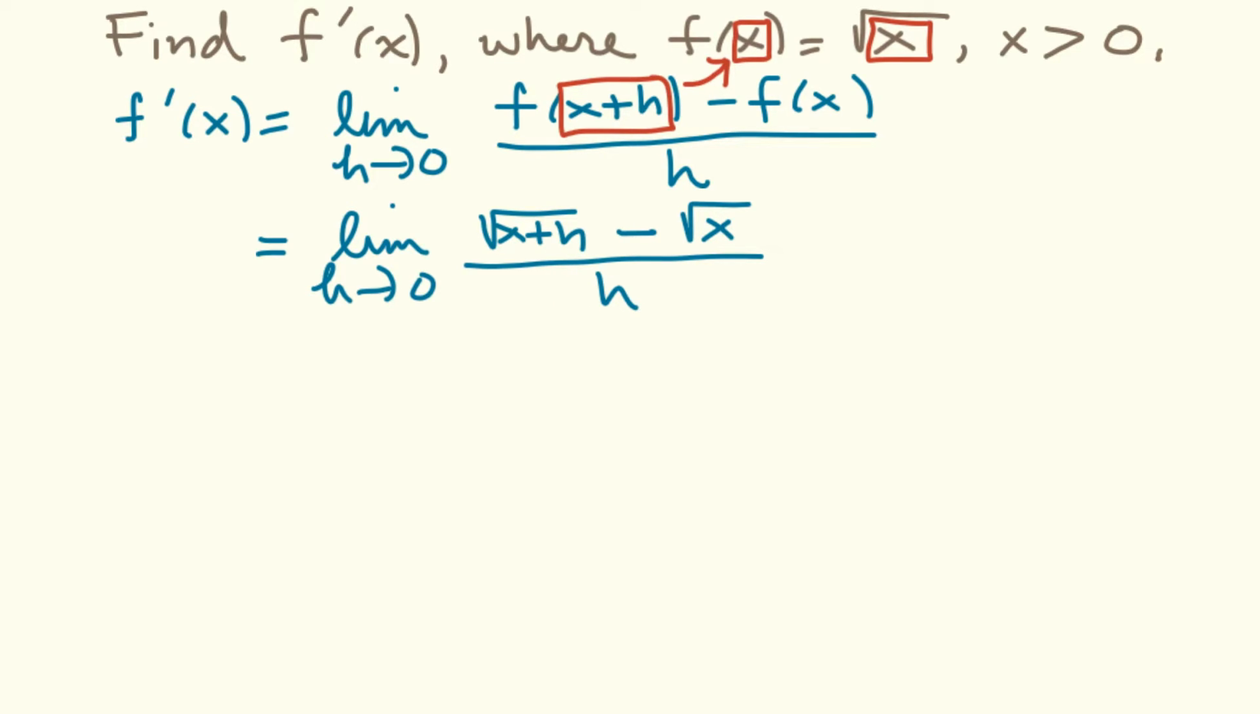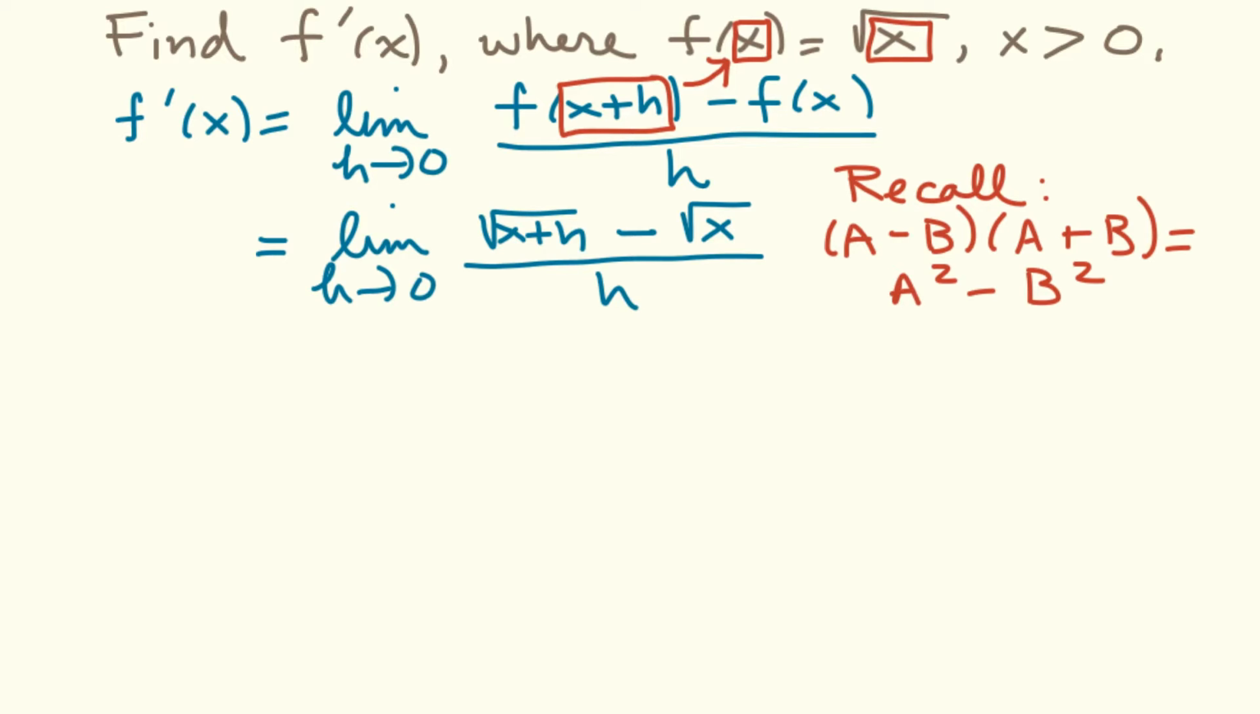Now what are we going to do? Well, when we let h go to 0, you can see what's going to happen. We have square root of x minus square root of x, which is 0, over 0, and that is undefined. So we have to do some kind of algebra in order to put this in another form so that we can take that limit in a way that it will make sense.